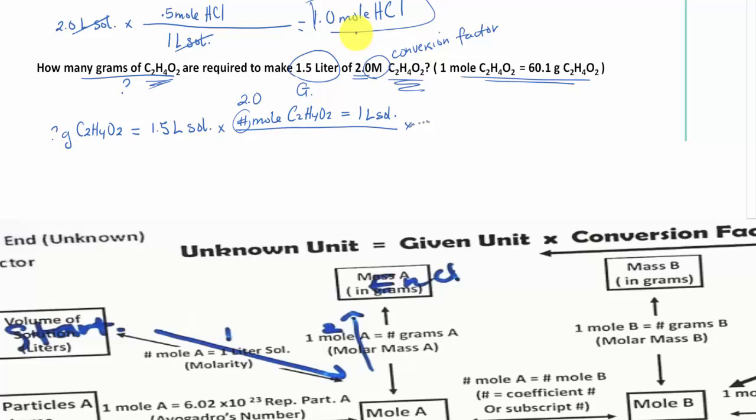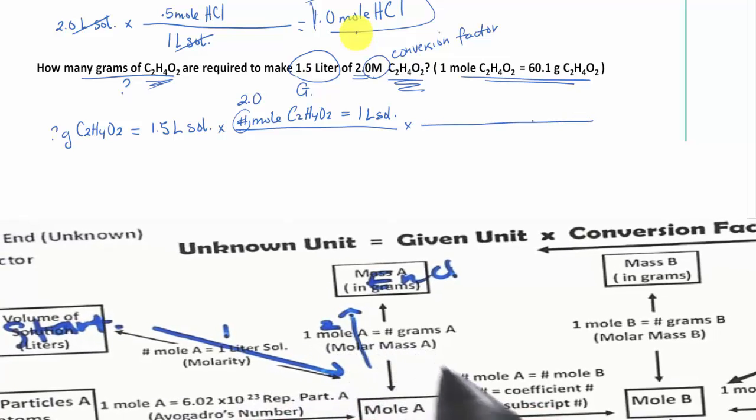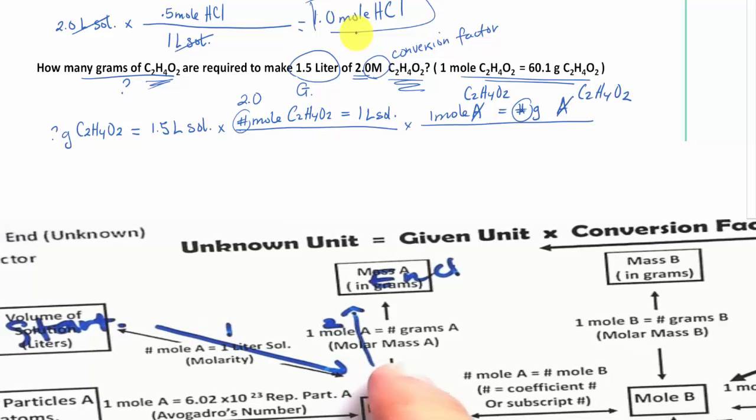So we times that conversion factor, which is equal to 1 mole of A equal to the number of grams of A. But what is A in this case? It's the same chemical, so it must be C2H4O2. So this would be C2H4O2 as well. But what about that number right there? Well, of course, that is your molar mass, which is 60.1 gram. And that's it. That's all we have to do.